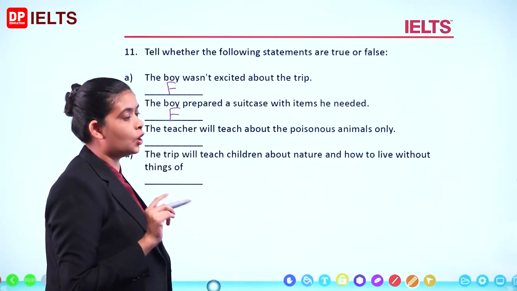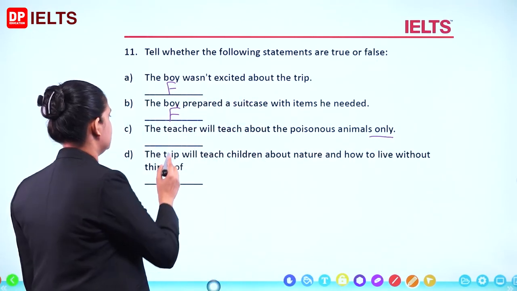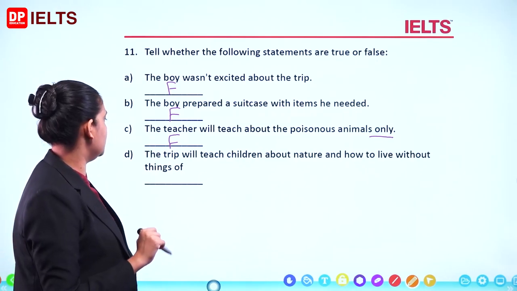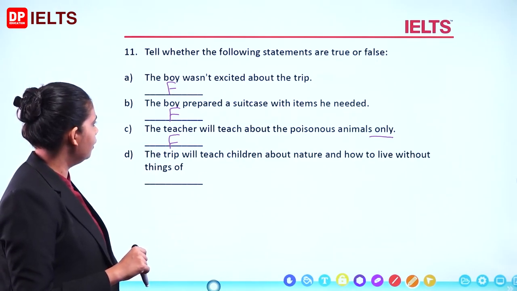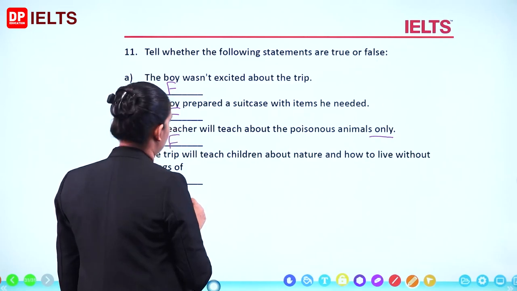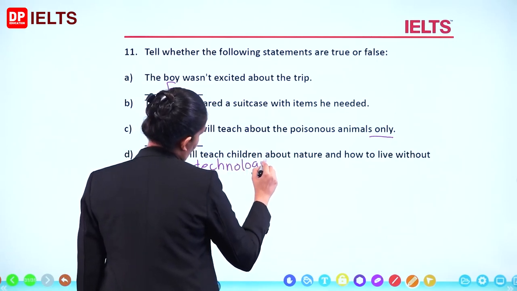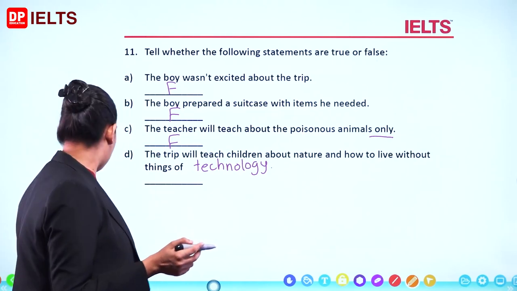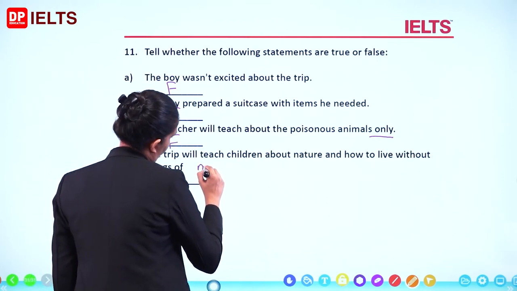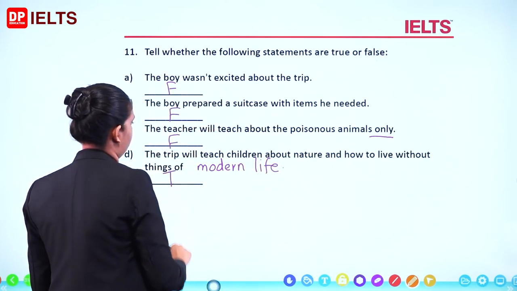The teacher will teach only about poisonous animals? Wrong. She will also teach about poisonous plants. The trip will teach children about nature and how to live without things of what? Technology, right? So, the trip will teach children about nature and how to live without things of technology. Or without things of modern life. We said without things of modern life, right? So let's take modern life. That is going to be true.